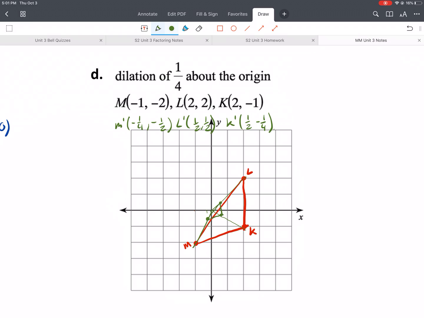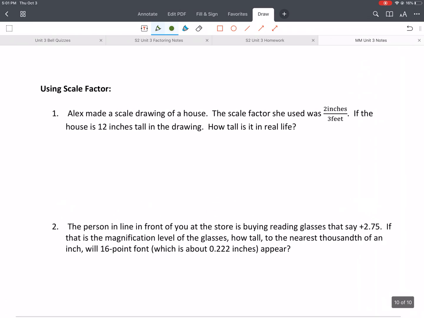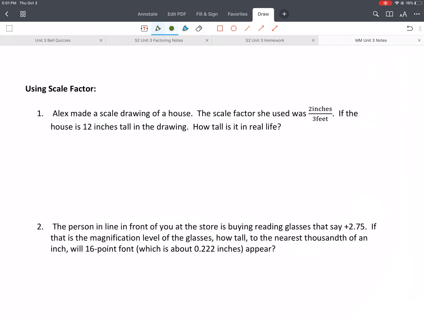Okay. Anyways, and then we didn't do this in class. We'll probably talk about this tomorrow. Okay, but word problems. Alex made a scale model of a house. The house scale she used is 2 inches for every 3 feet. So this is our scale factor. We would do 2 inches over 3 feet.